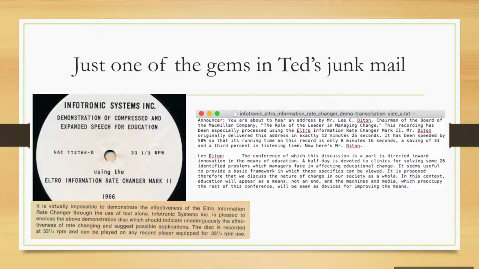Here's a record from Infotronic Systems, which is a vendor at the time that created an information rate changer. So let's listen to the record.